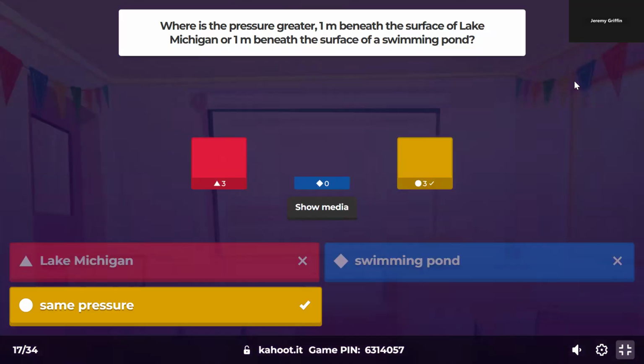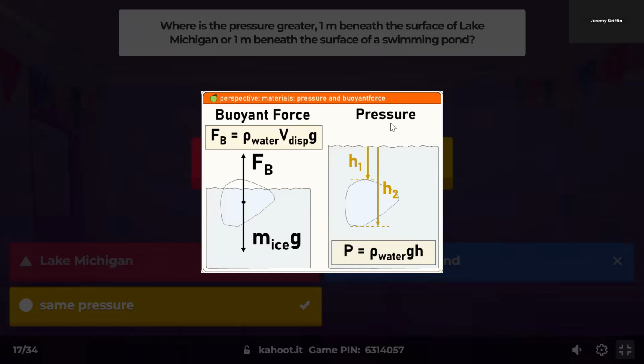Yeah, it's the same pressure. Right? Okay, so here, go back to here. I did update this one a little bit, so it might look a little different. Okay. This left picture is buoyant force. That's not the question, though. The question is about pressure.